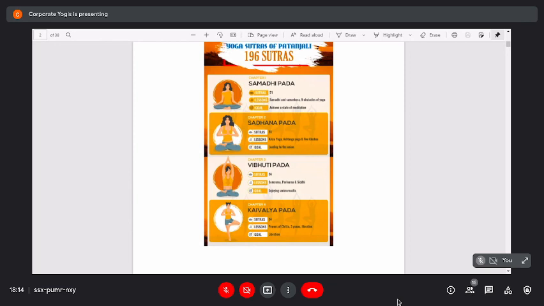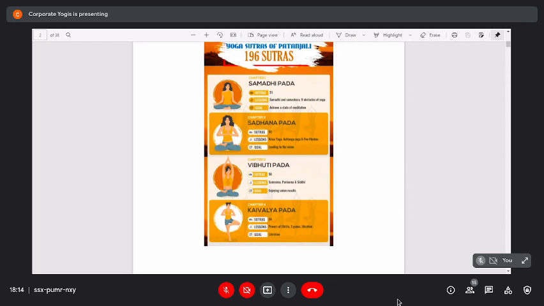I suggest that after the exam, you should go through Patanjali Yoga Sutra completely. There are small books available which give the name of each sutra and its translation in Hindi or English. You should go through it. It's an amazing text, developed 1,000 years ago. Then the last pada is Kaivalya Path.